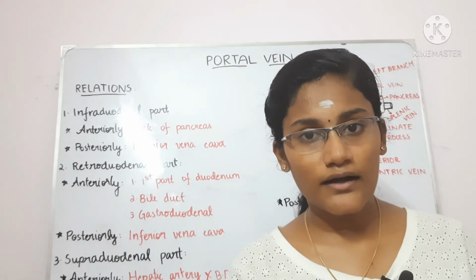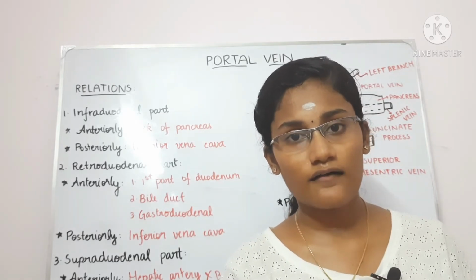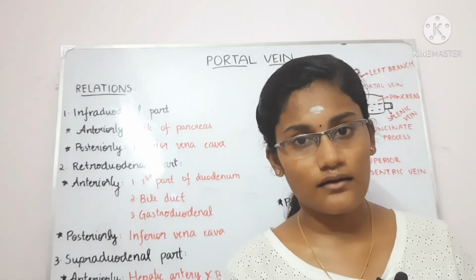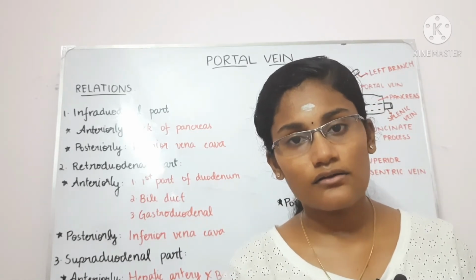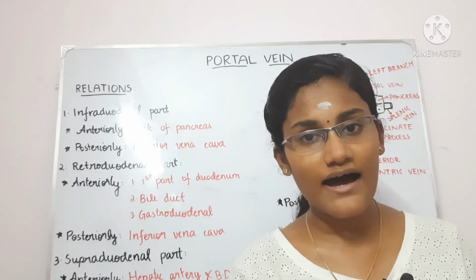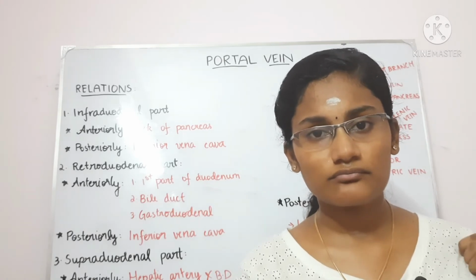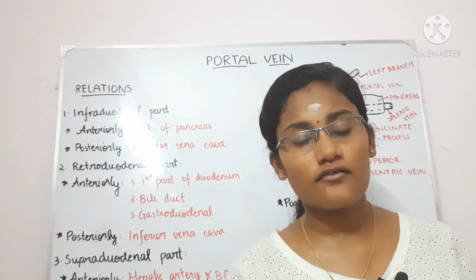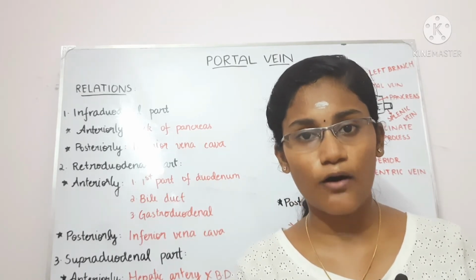Some of the important points here are that the oxygenated blood from the hepatic artery and the deoxygenated blood from the portal vein mix together at the level of the sinusoids, and also the portosystemic circulation is formed wherever the portal system anastomoses with the systemic circulation. So wherever the portal system anastomoses with the systemic circulation, there portosystemic anastomosis is formed.